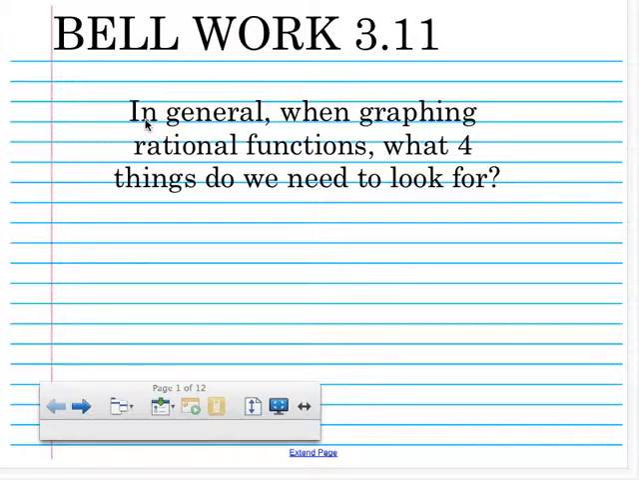Try to find in your notes the 4 things that we talked about on Tuesday that you need to have on graphs of general rational functions. You're going to want those notes out for the rest of today so that you can refer back to how to find these 4 things. On the graphs of general rational functions, you need horizontal asymptote, vertical asymptote, x-intercept, and y-intercept.